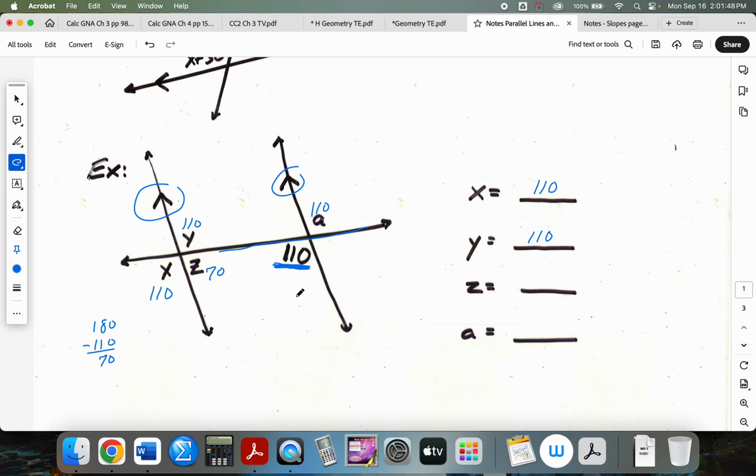Guys, when you get a problem like this, it shouldn't take you any time at all to fill in all of these now that we have done this. Look, all of the big angles are 110. What do you think all the little angles are going to be? They're all going to be 70. If you know the measure of one of those angles, the other 7 should go really quickly.